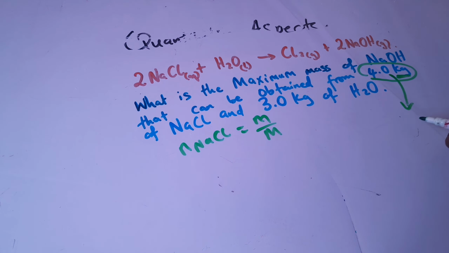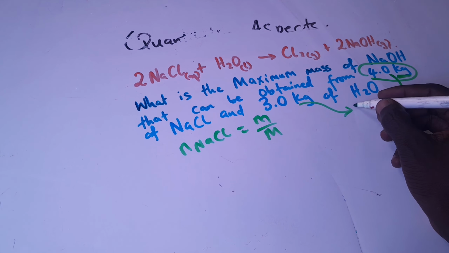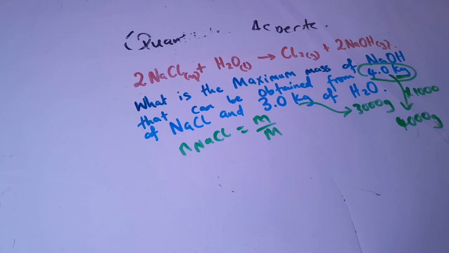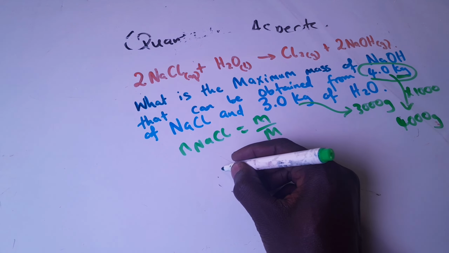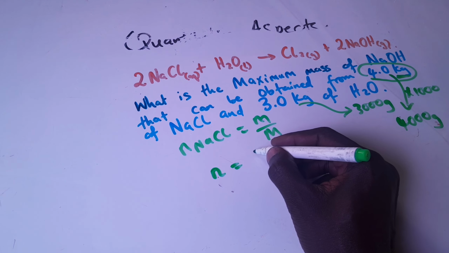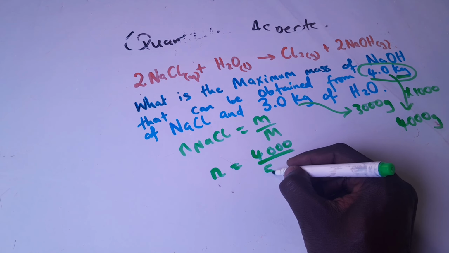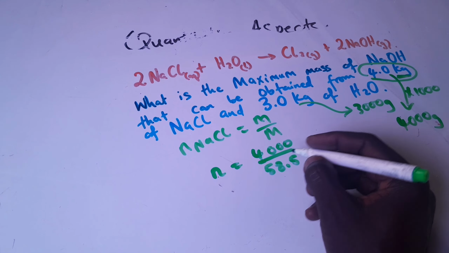What do we do to change this into grams? Multiply by 1,000. So this is 4,000 grams. And this becomes 3,000 grams. So what is the molar mass of sodium chloride? 58,5. Yes. So the number of moles now becomes 4,000 divided by 58,5. What do you get?